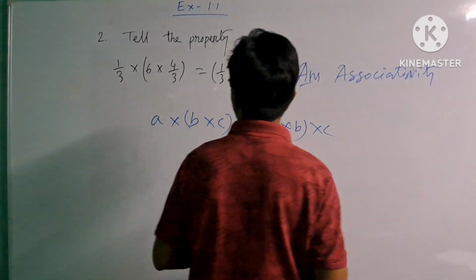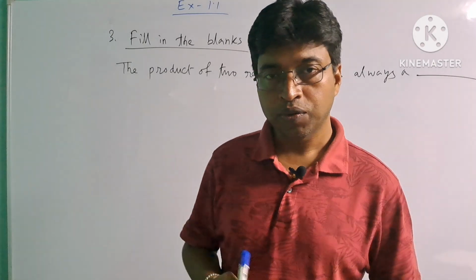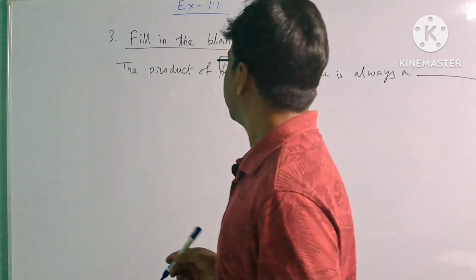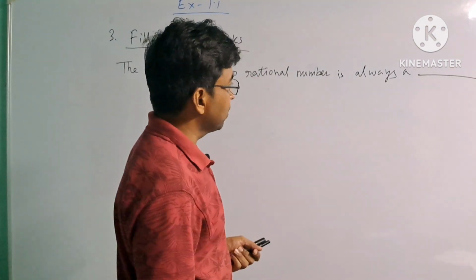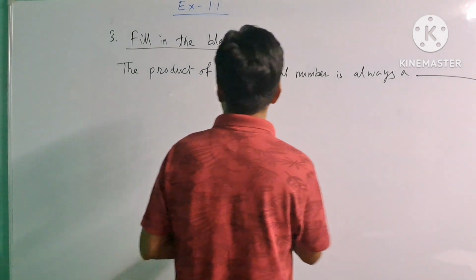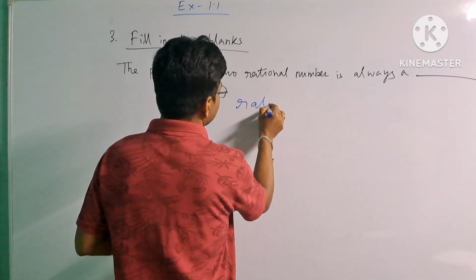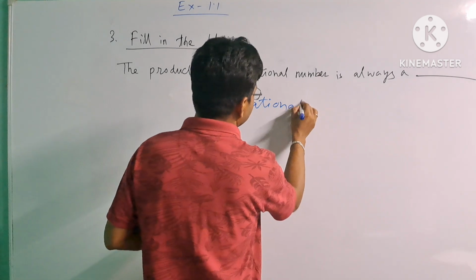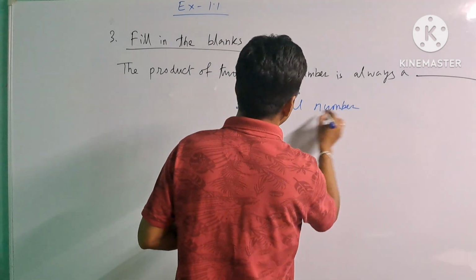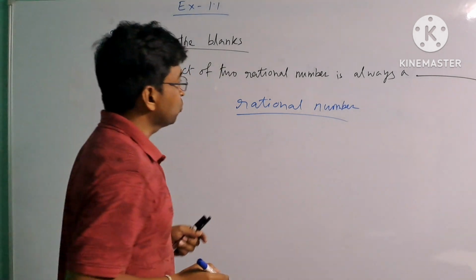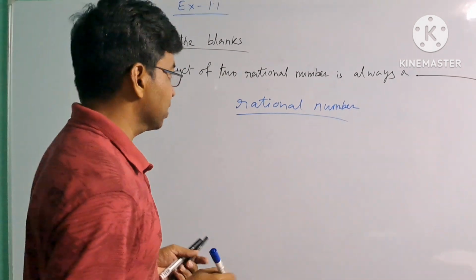Associativity will be the answer. In the third question, they are given fill in the blanks. The product of two rational numbers is always a rational number. So rational number is the answer.